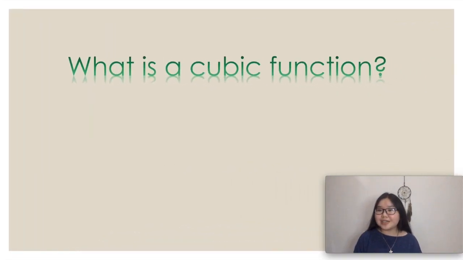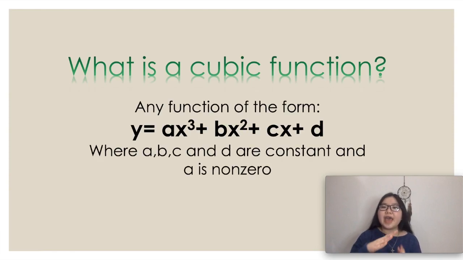So what is a cubic function? Actually, a cubic function is any function of the form y equals ax cubed plus bx squared plus cx plus d, where a, b, c, and d are constants and a is non-zero. So the question here is, why is a non-zero? Because if a is equal to 0, this function is not a cubic function anymore. It will become a quadratic function. Can you guess what happens if b continues to equal 0? If you want to know exactly what happens, just come back to the quadratic equation video and you will see. So let's move on.